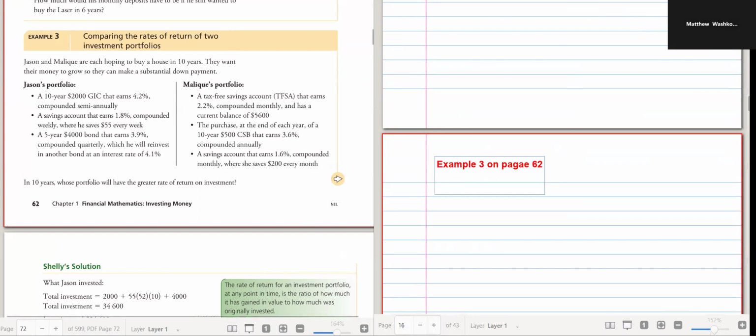So let's really look at this here. What we have is Jason's portfolio and Malik's portfolio. So they are each hoping to buy a house in 10 years. They have different portfolios. They're trying to invest their money so it can grow, so they can use it as a down payment, right? In 10 years, whose portfolio will have the greatest return on investment?